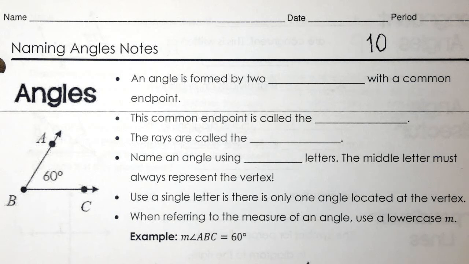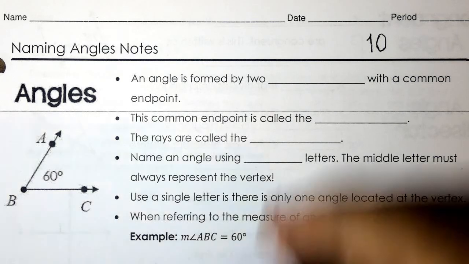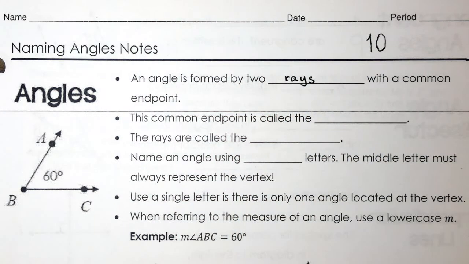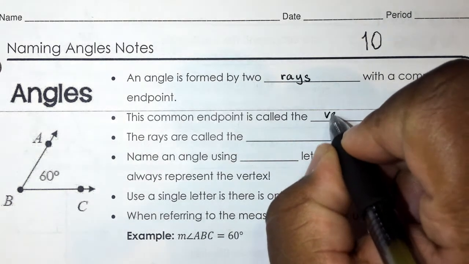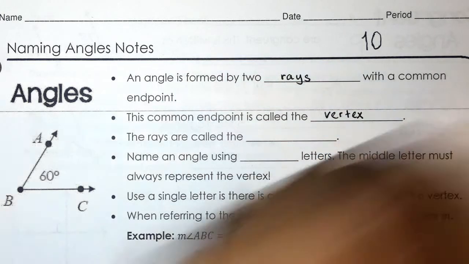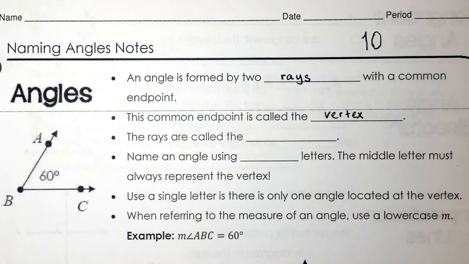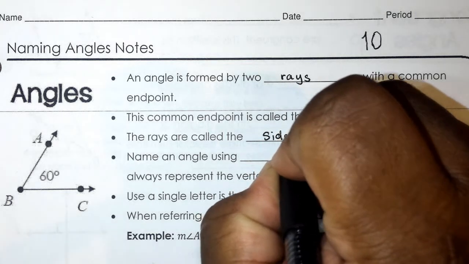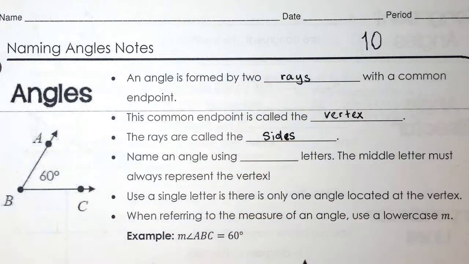Alright, so we're naming angles. First part of our note says angles. An angle can be formed by two rays with a common endpoint. The common endpoint is called the vertex. The rays are called the sides.